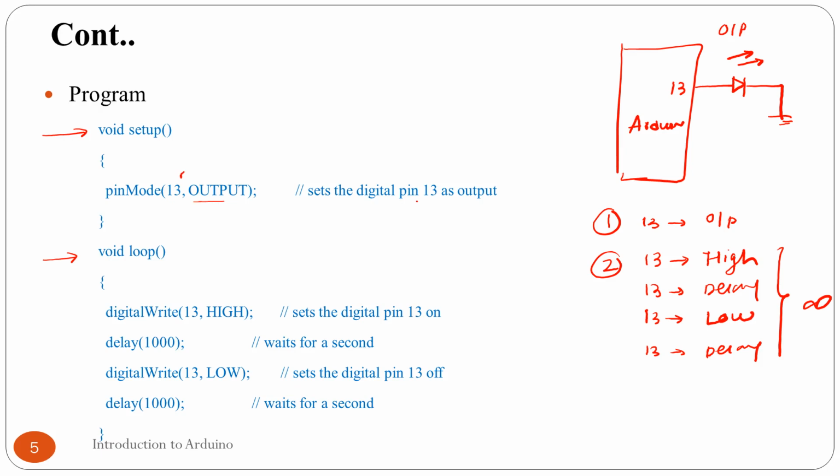Then in void loop, the digital write function is used to write values on a particular pin of the Arduino board. Basically it is high and low values; we can write only high and low. So digital write, then mention the pin number on which you want to write a value. Pin number 13 and high, then apply delay, then digital write 13 and low state, then apply delay. So this is a simple program for LED blinking.